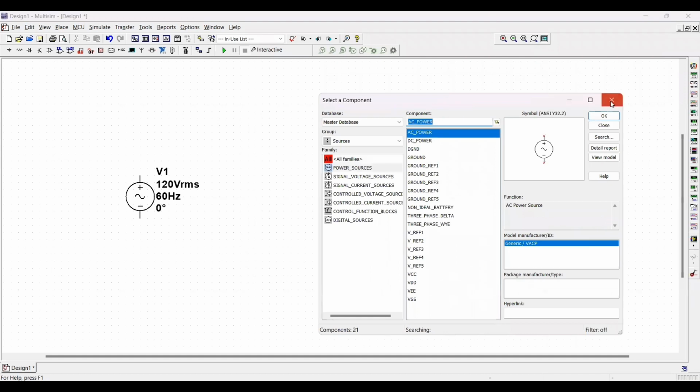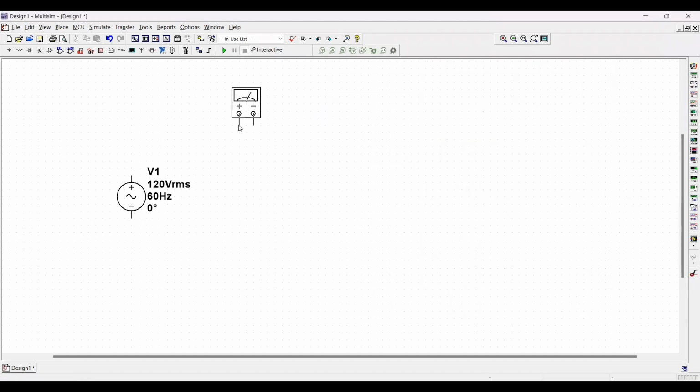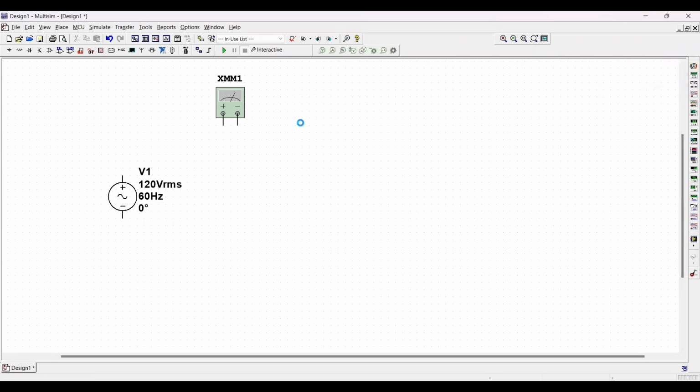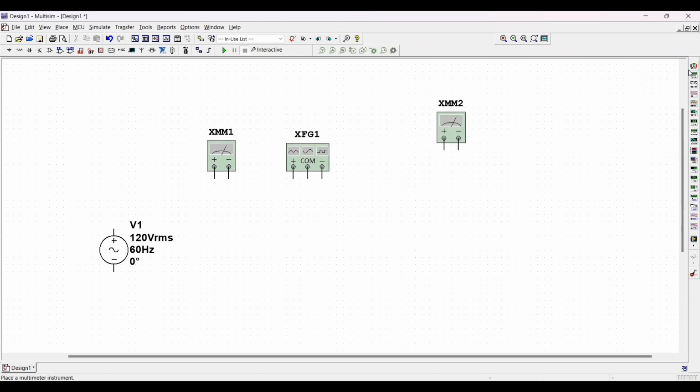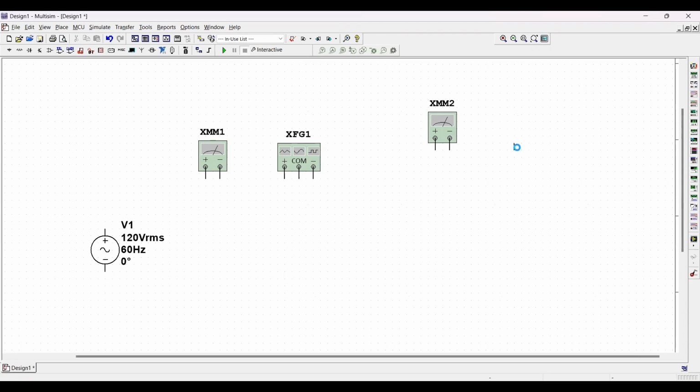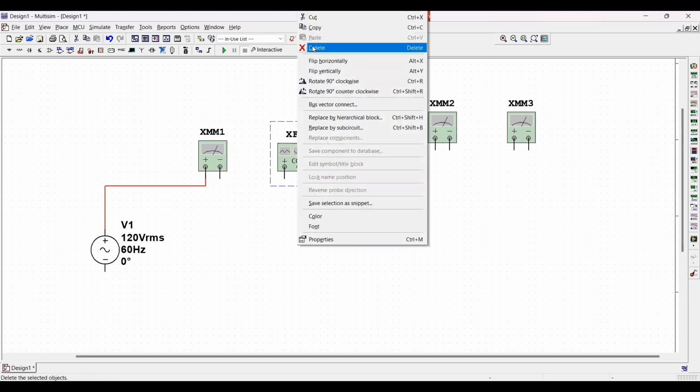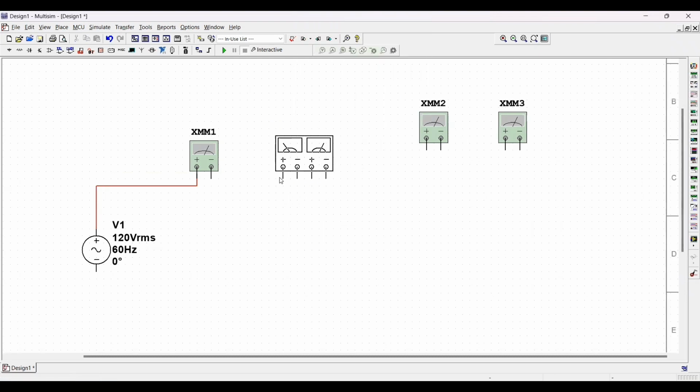Firstly, we have to choose AC power, and then a multimeter, ammeter, multimeter, and the third one also multimeter. So we just connect all the components. Make sure to connect carefully. Sorry, this is not wattmeter. So we choose wattmeter, and then we connect it carefully and correctly.